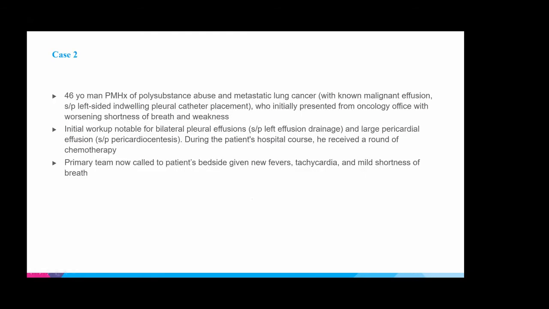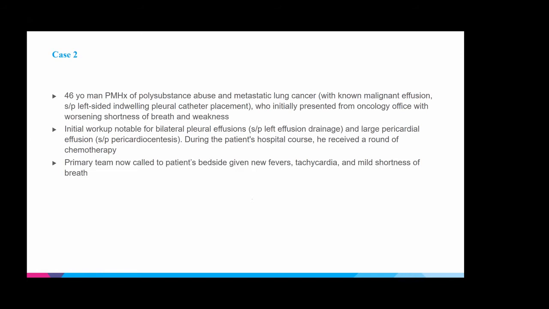All right, going on to case 2. This is another real case. This is a 46-year-old man with a past medical history of polysubstance abuse and metastatic lung cancer with a known malignant effusion. He underwent a left-sided Pleurex catheter placement a few weeks ago, and now comes in from the oncology office with shortness of breath and weakness.